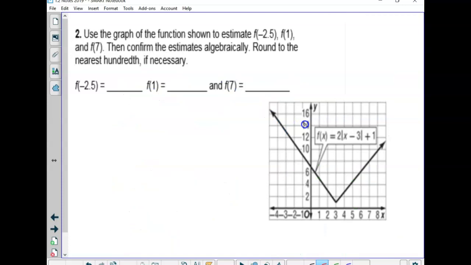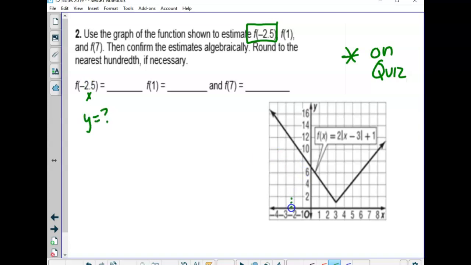Okay. Now, this one, a little not so good. Use the graph of the function shown below to estimate f of -2.5. This is on the quiz. Estimating from a graph. And actually on the quiz, I don't even give you a formula. I just give you a picture and tell you to estimate from the graph. You don't have to do any checking. But if we put in -2.5, this is an x value. Does everybody get that?